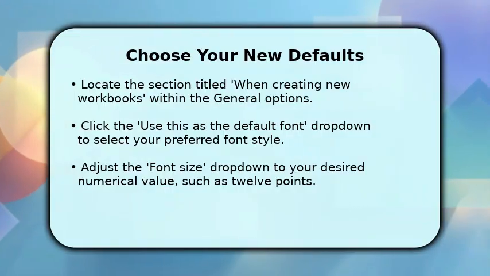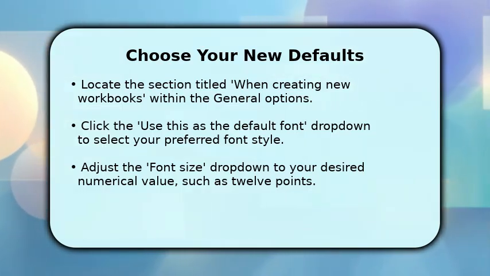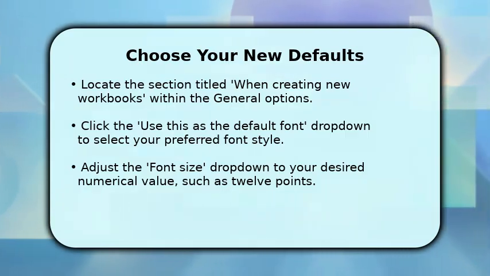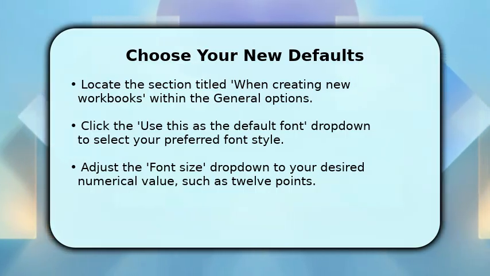Here, you will see the use this as the default font dropdown. Click on it to choose your favorite font style from the extensive list. Next, adjust the font size dropdown to your preferred numerical value. For example, you might select 12 points. The standard default is usually Calibri at 11 points, but you can easily change it to suit your needs.